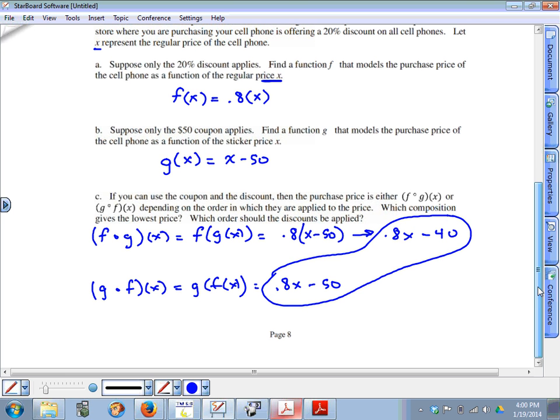So now we need to compare here. If x is the regular sticker price, the first thing that happens to x in both of these is that we take 80% of it. Here it turns out that we're only subtracting 40, but here we're subtracting 50. So this one right here turns out to be the better deal. We should take the 80% off first and then subtract 50.